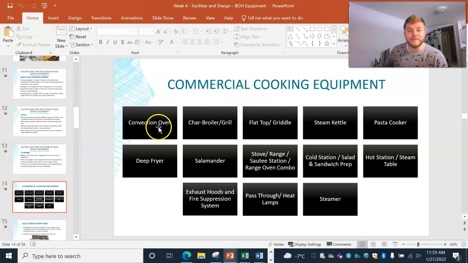But you will see convection ovens, char broilers or grills, flat top griddles, steam kettles for cooking and steaming vegetables while also maintaining the nutrient level on a lot of that. When you boil it, you don't keep the same amount.